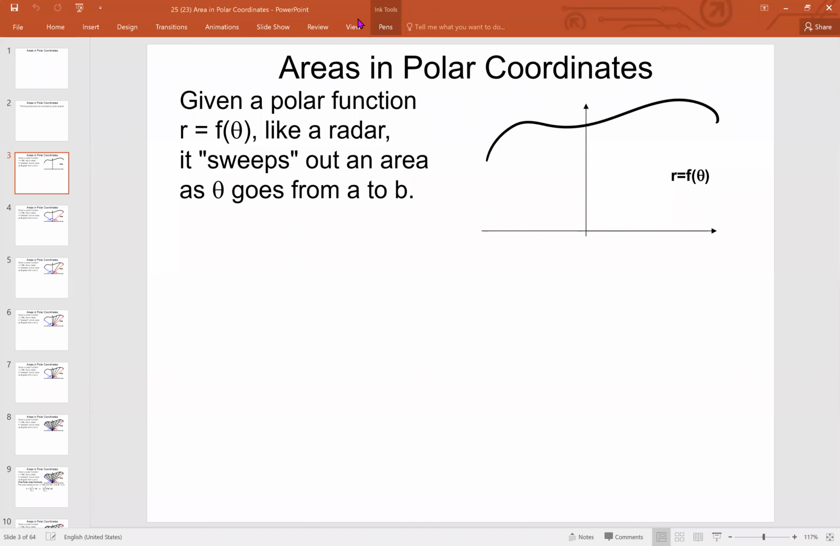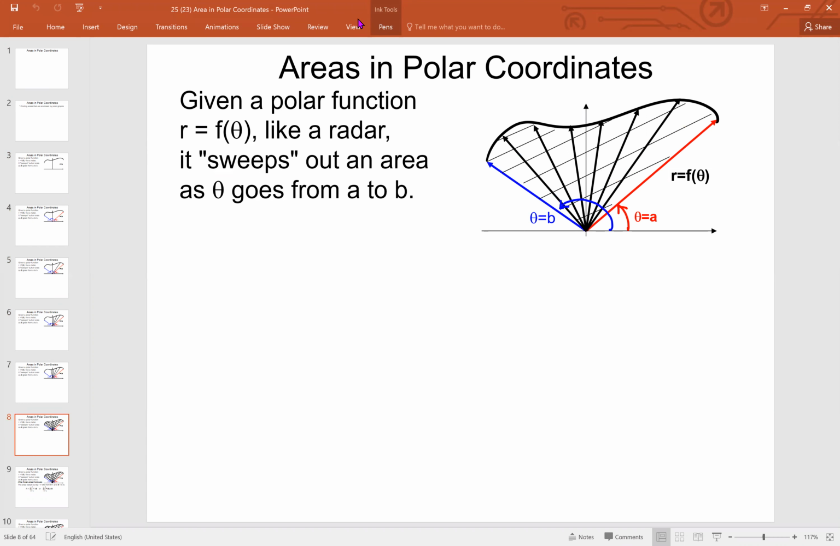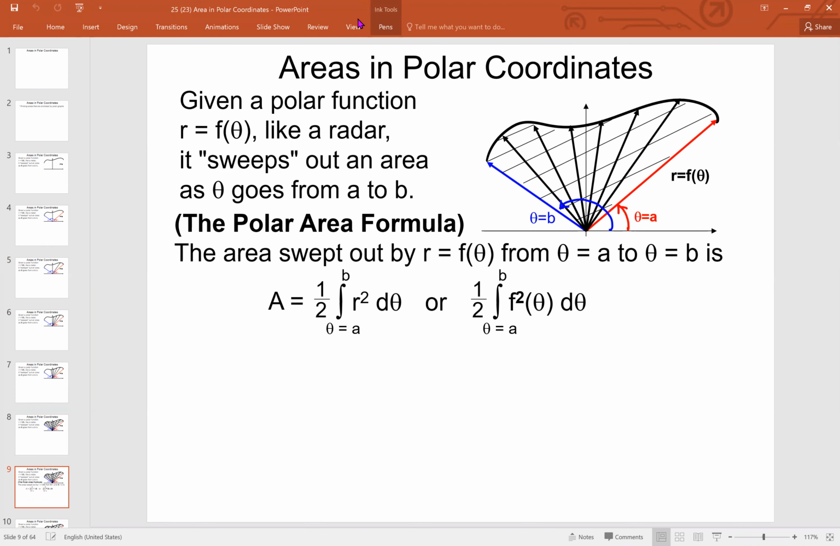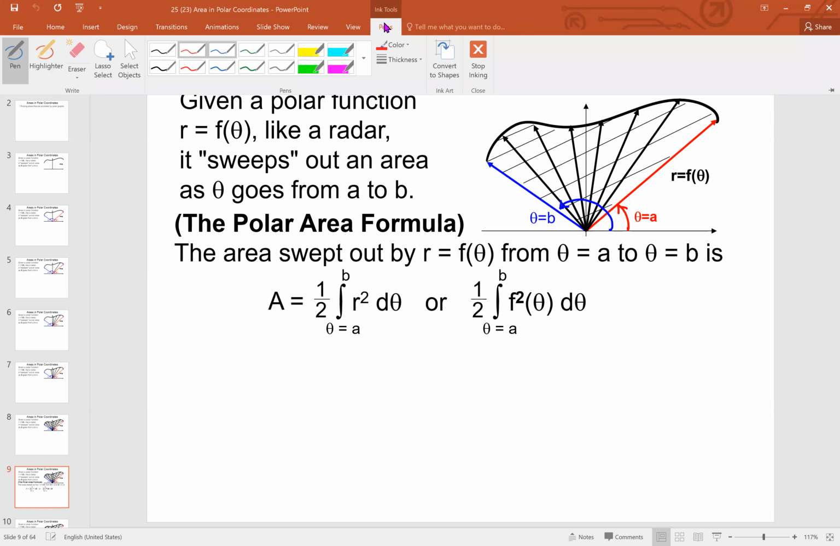Suppose we have a polar equation r equals f of theta, and here's what it looks like. When the angle theta goes from A to B, it sweeps out, just like a radar, an area. And we want to get the formula for calculating these areas. And this is the formula. Let me briefly explain why this formula is true.